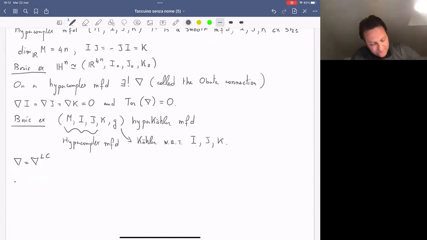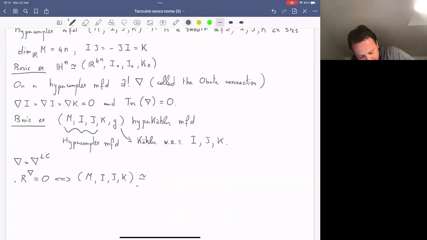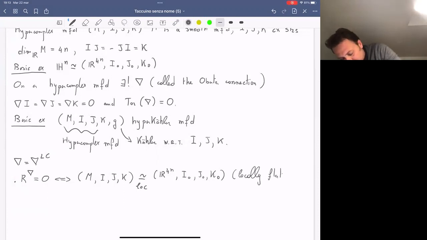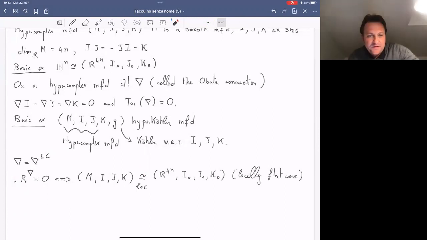For instance, if R nabla, so if the curvature of the connection is 0, then this is equivalent to requiring that the hypercomplex manifold is locally isomorphic to the standard model. This case is usually called the locally flat case. Locally isomorphic means that we can find locally some coordinates which are holomorphic with respect to each complex structure, so each I, J, K.